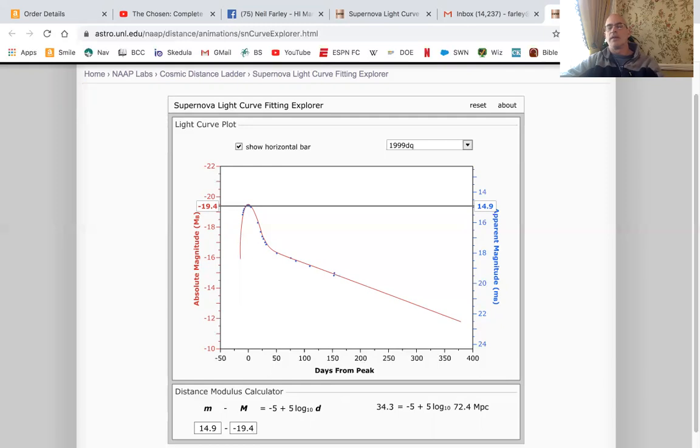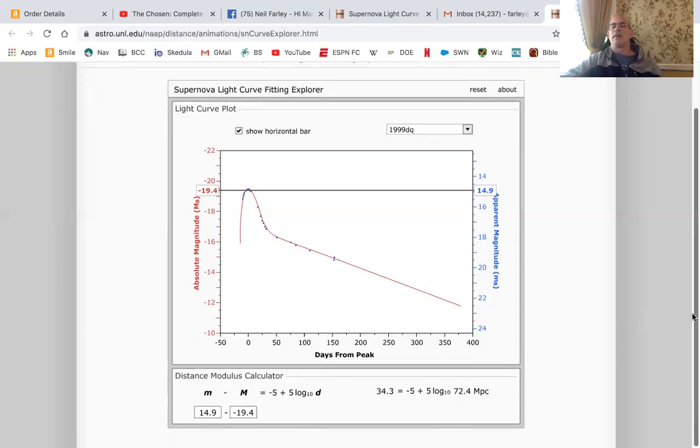Well, then we can see that the distance would be about 72.4 megaparsecs, 72.4 million parsecs, which is pretty far. All right.